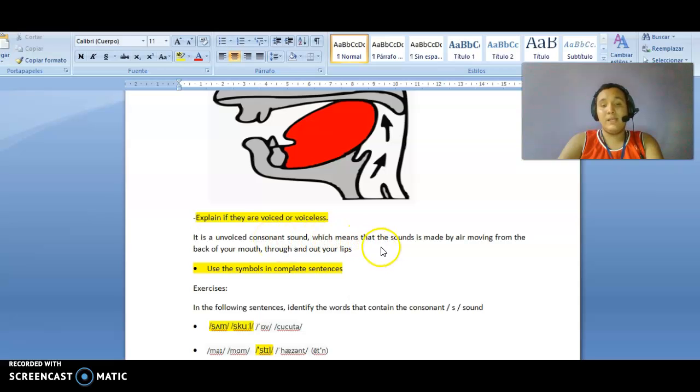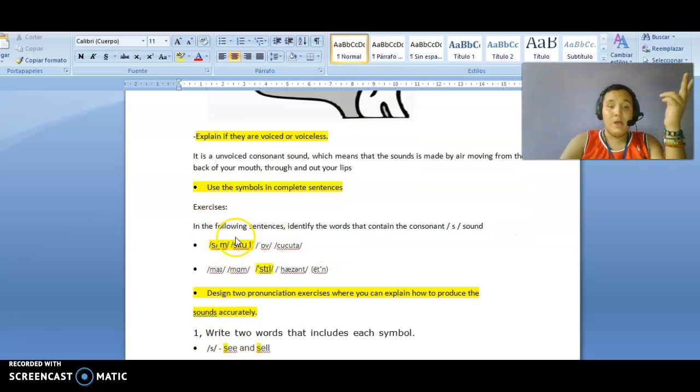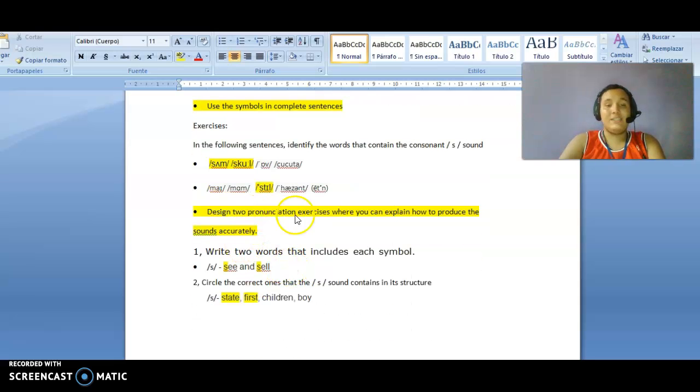consonant sound, which means that sound is made by air moving from the back of the mouth through out of your lips. Use a simple complete sentence. For example, follow the sentence, identify the word that contains the consonant S sound: school, scale. Design two pronunciation exercises where you can explain how to produce that sound correctly.